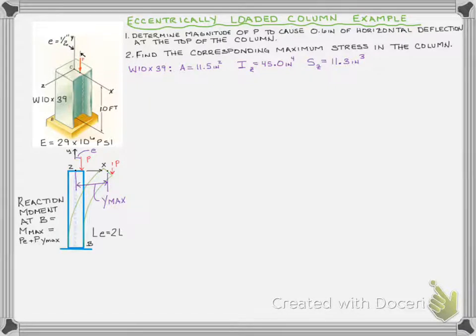And while we're here, as we look at our deflected shape, we can see that we're only getting half of that sine curve that the Euler's buckling equation was developed off of. So our effective length needs to be 2L.